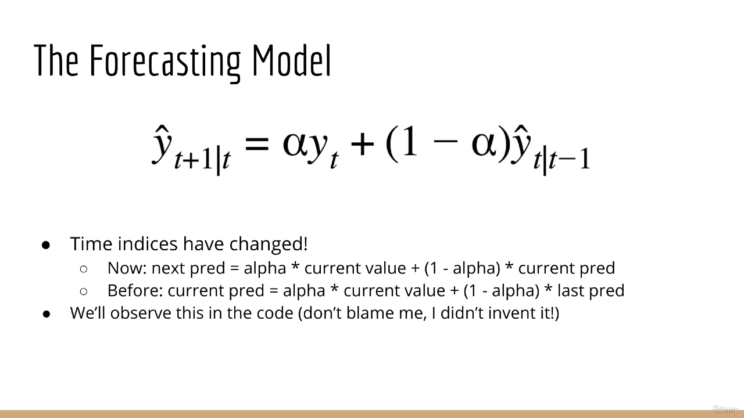Now, realize that I didn't invent this. This is all part of the Holt-Winters model, so don't blame me if you find it confusing. By the time we reach the full Holt-Winters model and you see it in action, you will see that this all makes sense. Again, recognize that this is now a forecast. Previously, we were not forecasting, we were just calculating averages. The forecast for the next time step is equal to alpha times the currently observed value plus 1 minus alpha times the current exponentially smoothed fitted value.